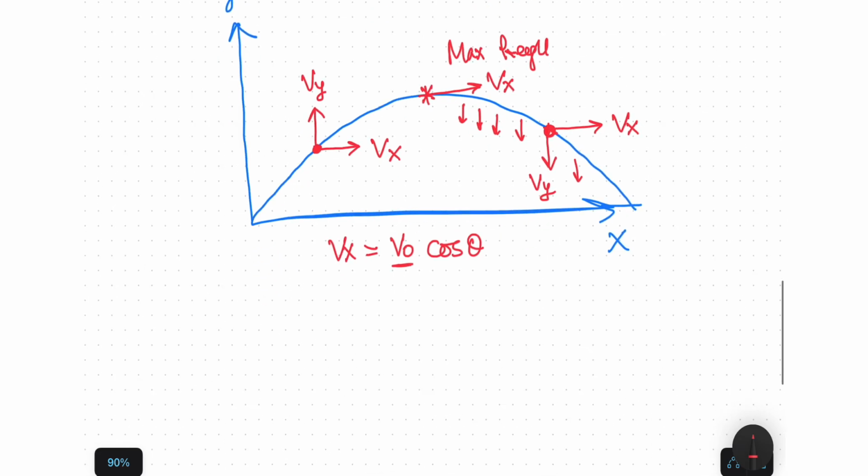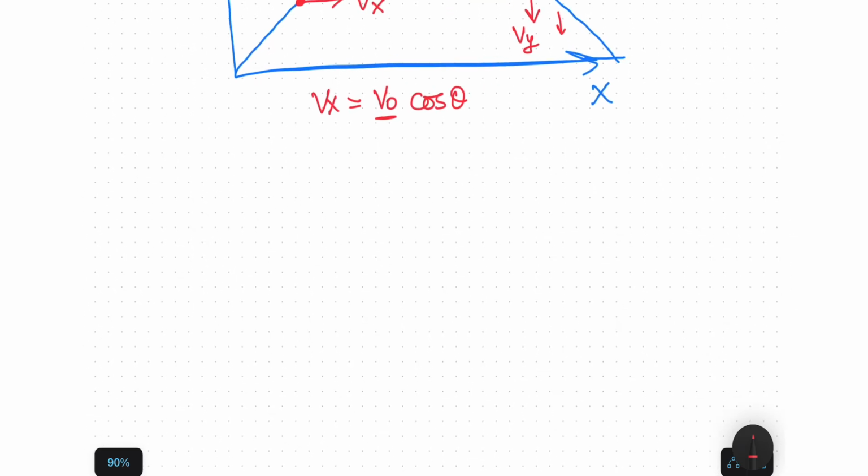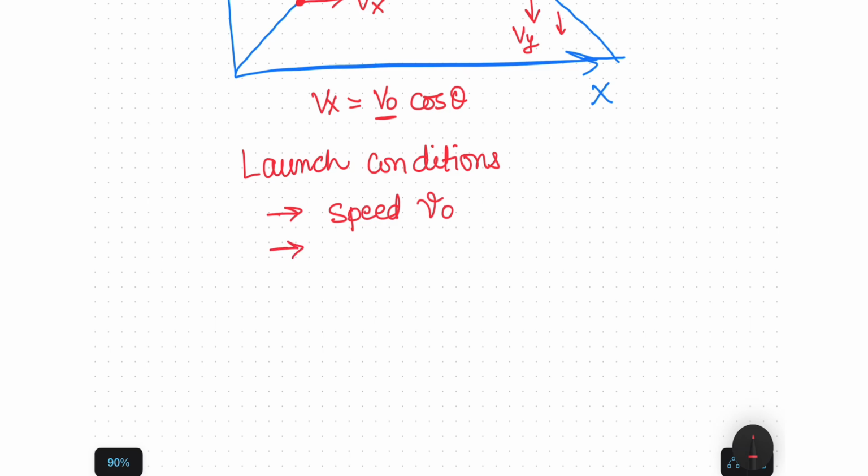Now let's talk about how we can solve problems. Basically, certain launch conditions are given. I will write: launch conditions are generally given in exams or problems. The initial or launch speed, v naught, is sometimes given. The launch angle theta is sometimes given. And we also have to choose suitable coordinates.